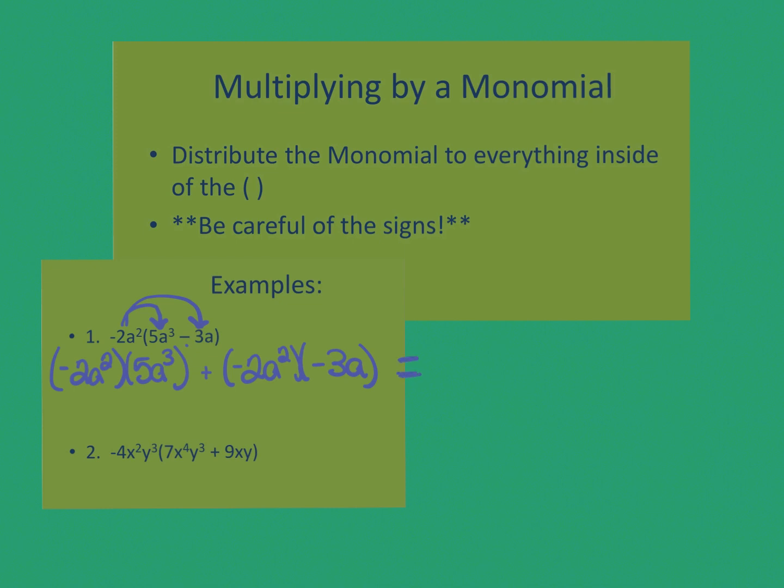You can also do it in your head mentally, not a problem. I just wanted you to see the middle step. When you do that math, you're going to end up with negative 10a to the fifth plus 6a to the third. A negative times a negative will make that a positive.